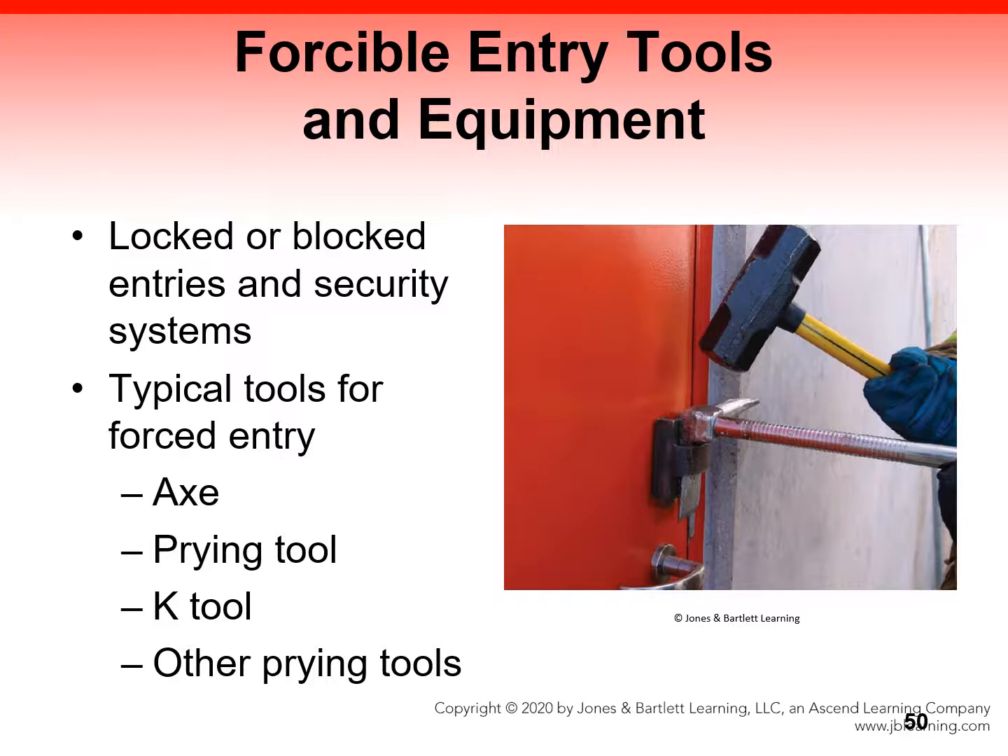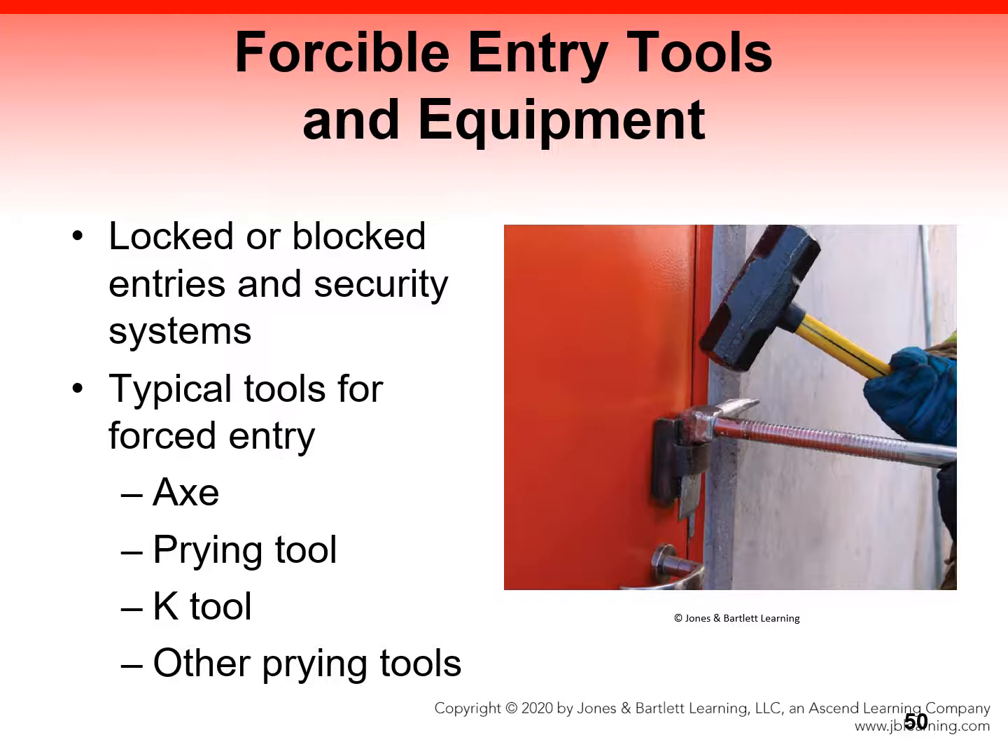Forcible entry tools and equipment. Gaining entrance to a locked building or structure can present a challenge to even the most seasoned firefighter. Buildings are often equipped with security devices designed to keep unwanted people out, but these same devices can make it very difficult for firefighters to gain access to the building. Forcible entry is the process of entering a building by overcoming these barriers. Several types of tools can be used in forcible entry, including an axe, a prying tool, or a K-tool. A flathead axe and a Halligan tool are often used in combination to quickly pry open a door, although they may permanently damage both the door and the frame.